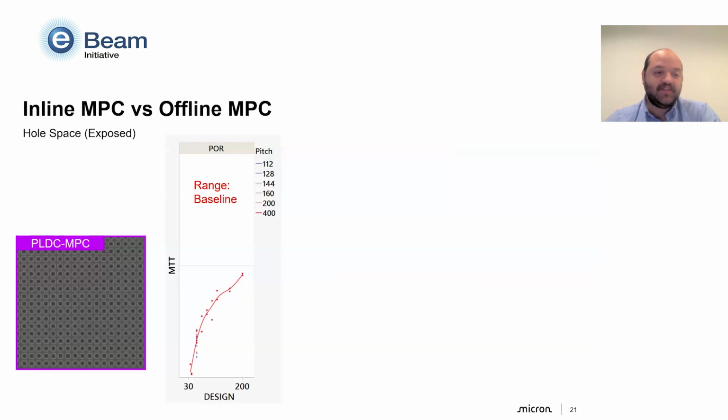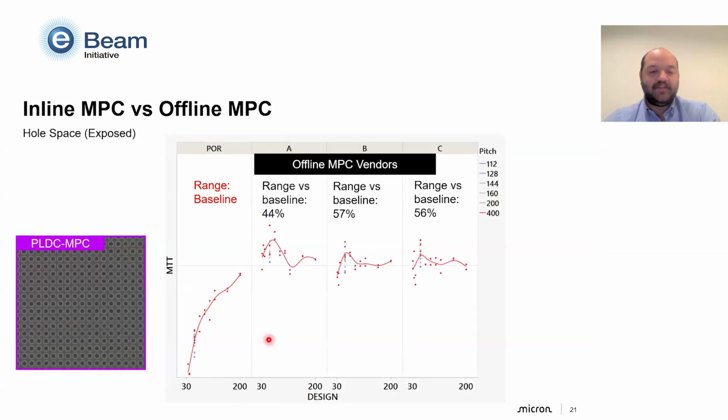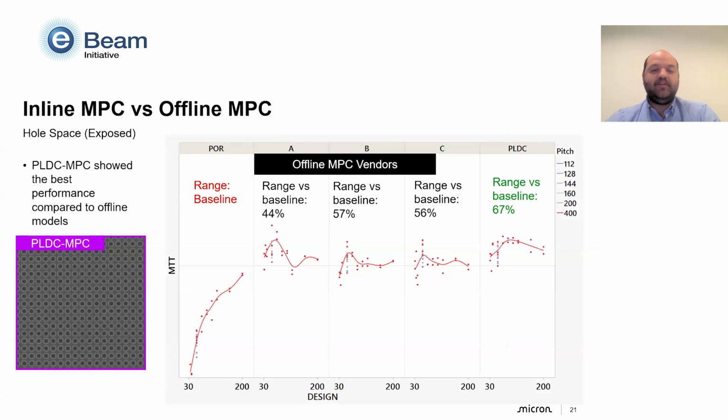For whole space, exposed features, so the exposed holes here, the baseline range was obtained, offline MPC was applied, and we see that there was a reduction of 57 to 44%, and PLDC-MPC reduced the range by 67%, the best performance compared to offline models.